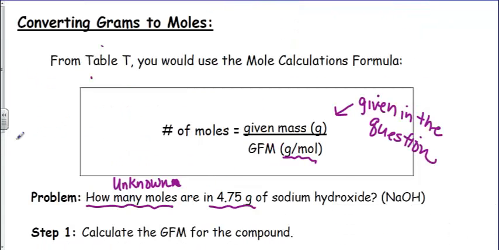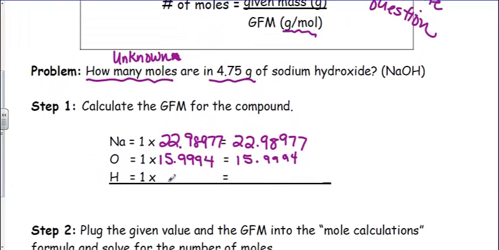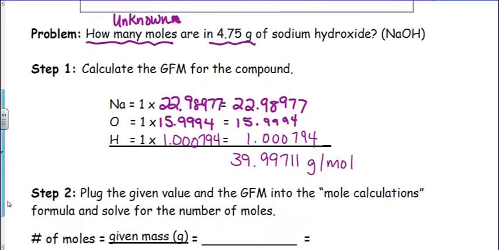Okay, and so we have 4.75 grams of sodium hydroxide. So continuing, I'm sorry about that little freeze on my computer. Hydrogen is 1.000794. And we're going to line this up, 0.000794. And our total is going to be 39.99711. And then remember, it's going to be grams per mole now for the GFM.